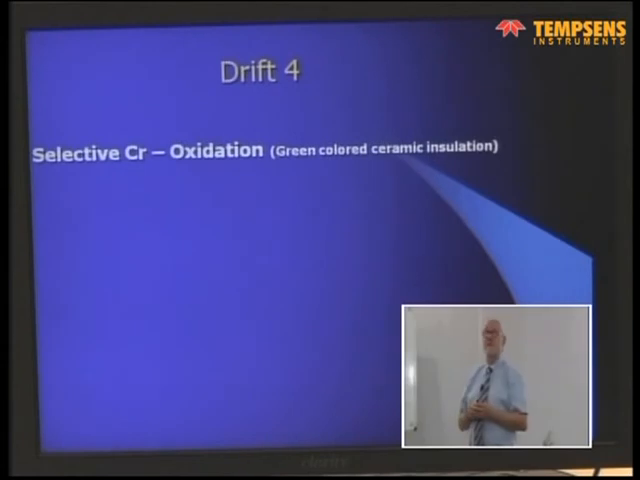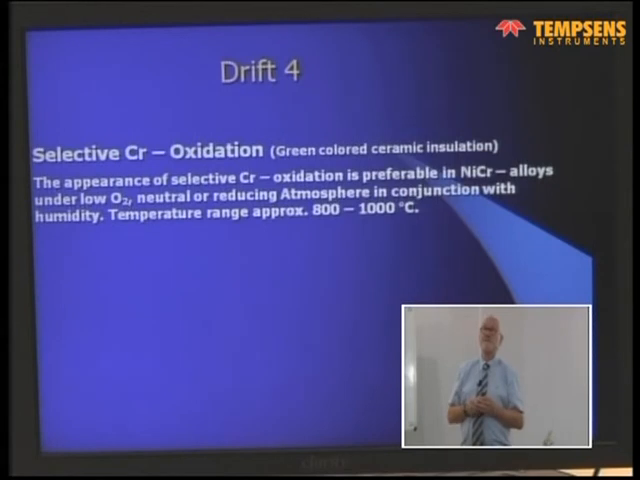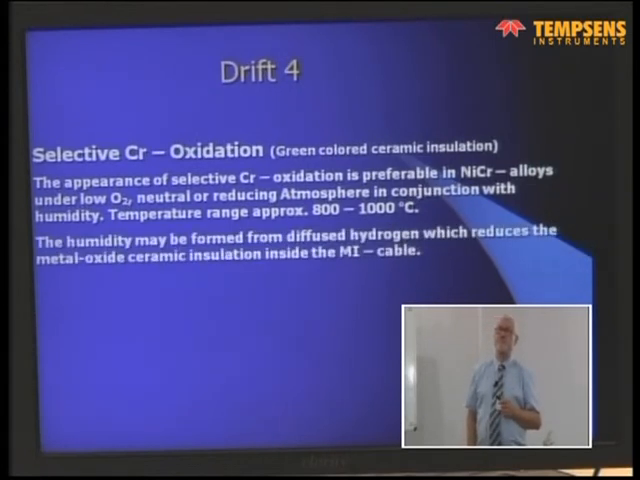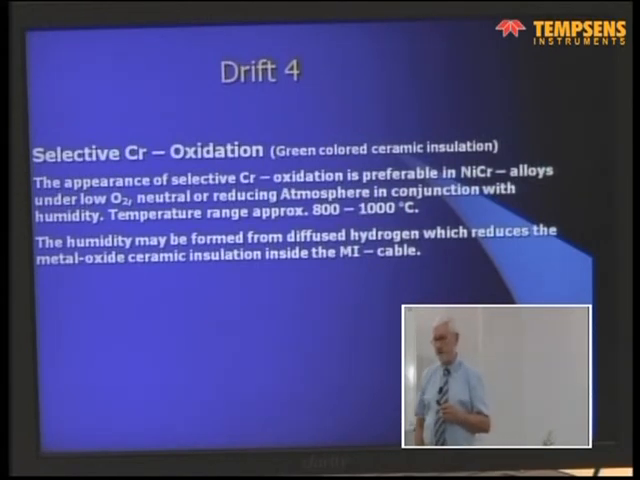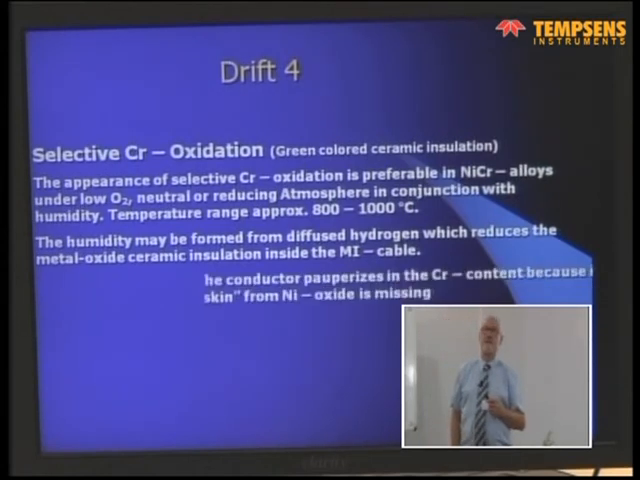This is a green colored ceramic insulation. This is selective chrome oxidation. It's preferable in nickel-chromium alloys under low oxygen or under carbon monoxide conditions. And the reduction produces water inside the mineral insulated cable by reducing the magnesium oxide to magnesium and water. And this causes this effect.